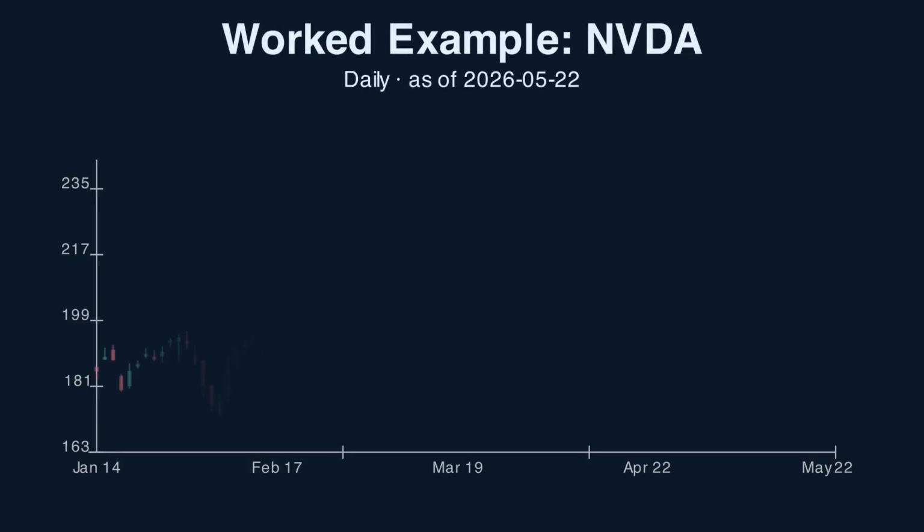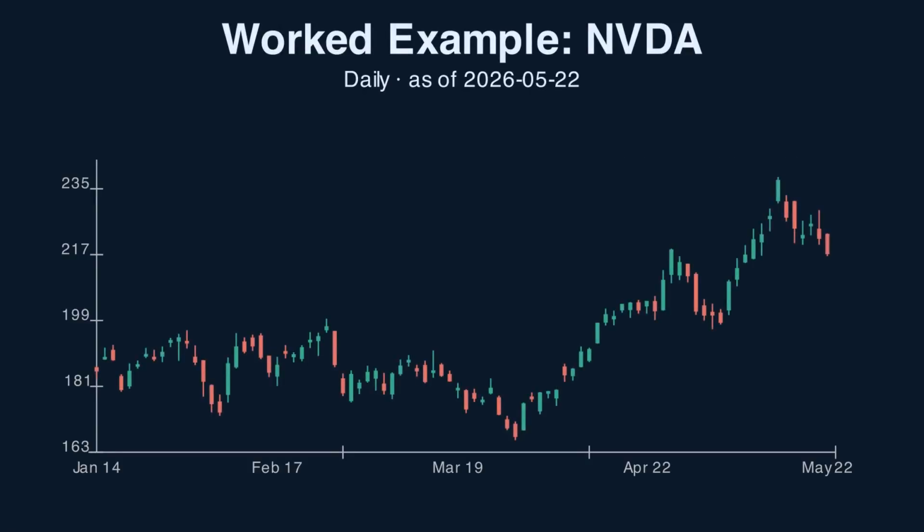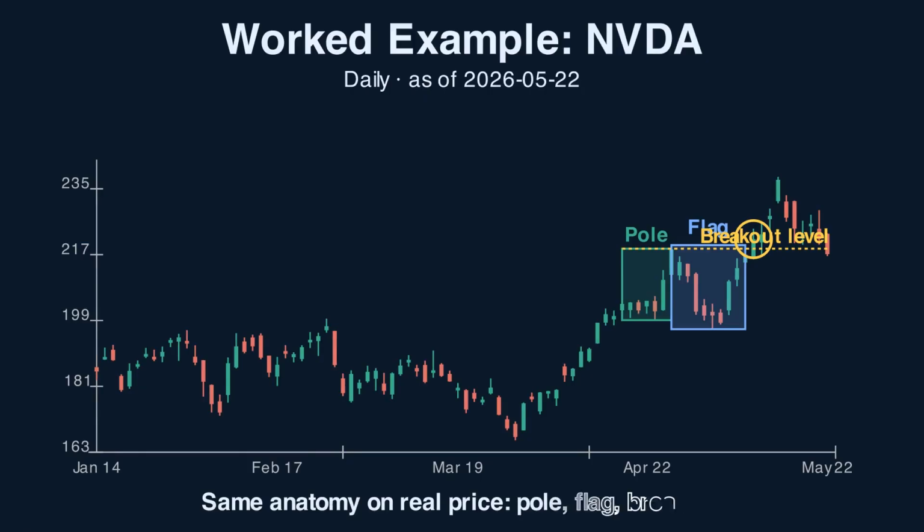Let's prove this isn't just theory. This is real NVDA daily price as of this week. Walk it left to right and you'll find the same anatomy: a strong pole, a quiet pullback on lighter volume, then a breakout that carried for days. The synthetic chart teaches the shape cleanly. The real chart shows it pays out on an instrument you actually trade, on the daily time frame a swing trader holds.